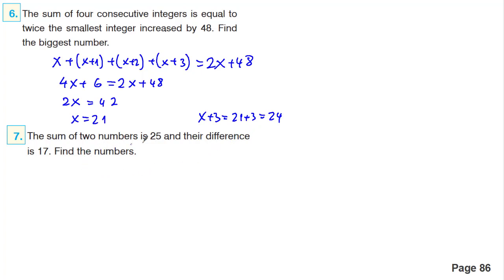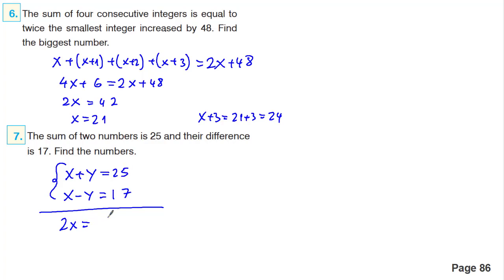The sum of two numbers is 25 and their difference is 17. So if there are two numbers, we should assign two different variables. x plus y is 25. And then the difference, let's say x minus y. It can be also y minus x, but it doesn't matter. Because these are two equations with two unknowns, we know that it's going to be a system. Now, in this case, if you just add them side by side, what do you get? You get 2x is 42, which gives us x is 21.